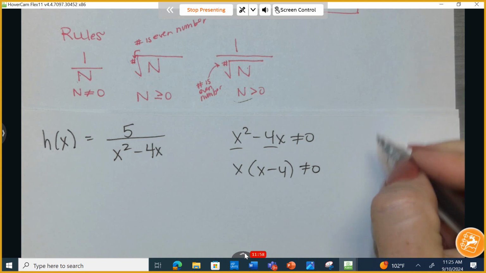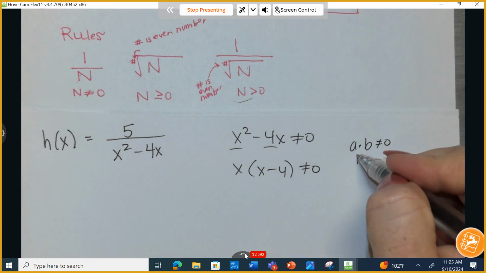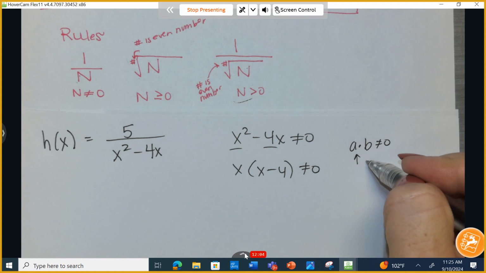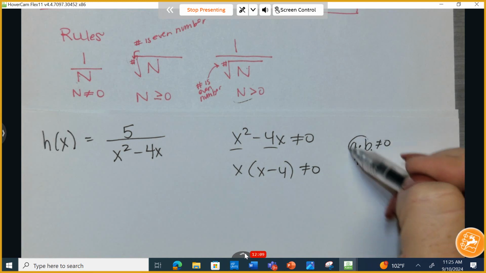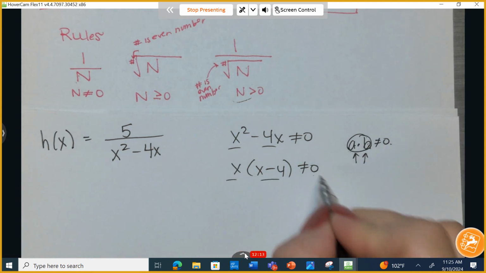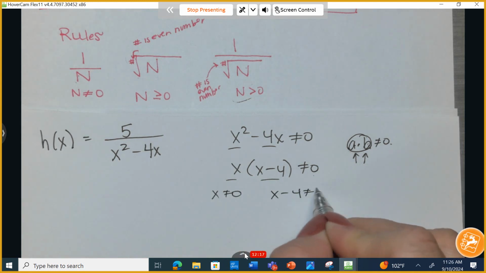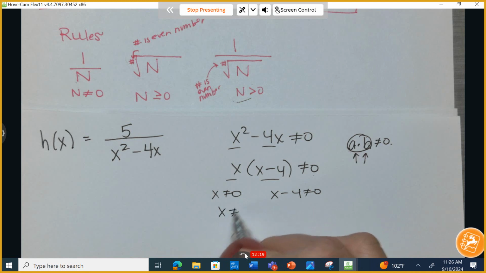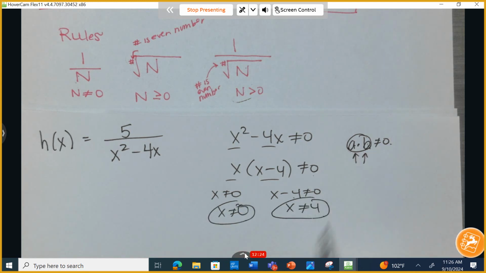And remember, if I told you that a times b can't equal 0, that means that a can't equal 0 or b, right? a can't equal 0 or b, because if a equals 0, this entire thing is 0. And if b equals 0, the entire thing is 0. So I'm going to set each one of these quantities equal to 0. x cannot equal 0, and x minus 4 cannot equal 0. That gives me one portion. I'm going to add 4 to the other side, and there's my other portion.